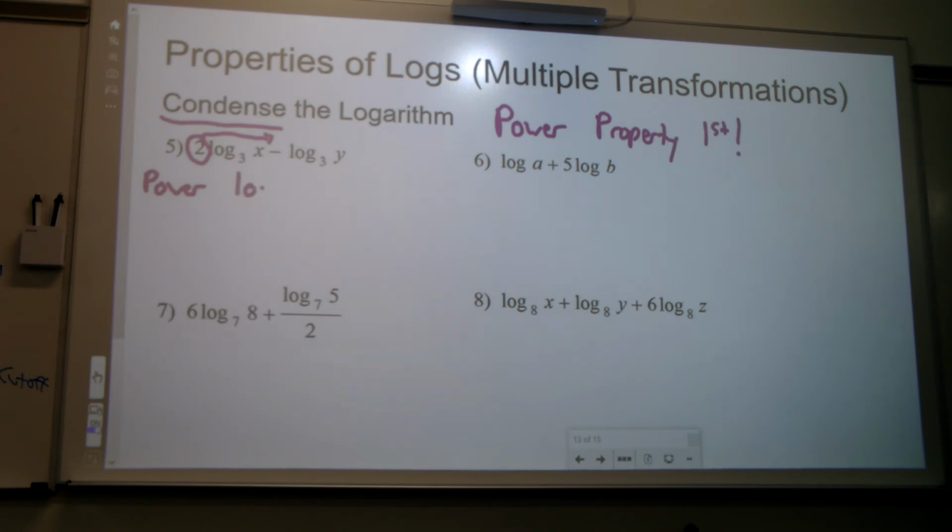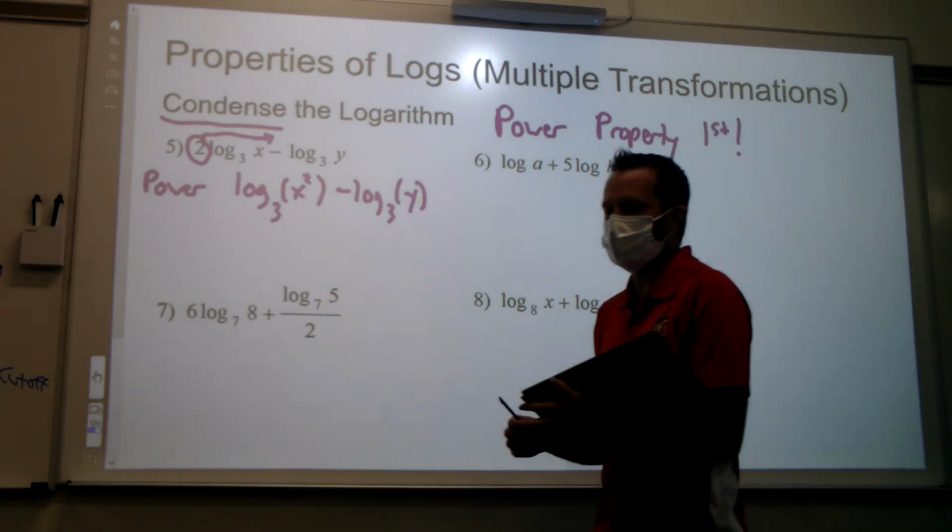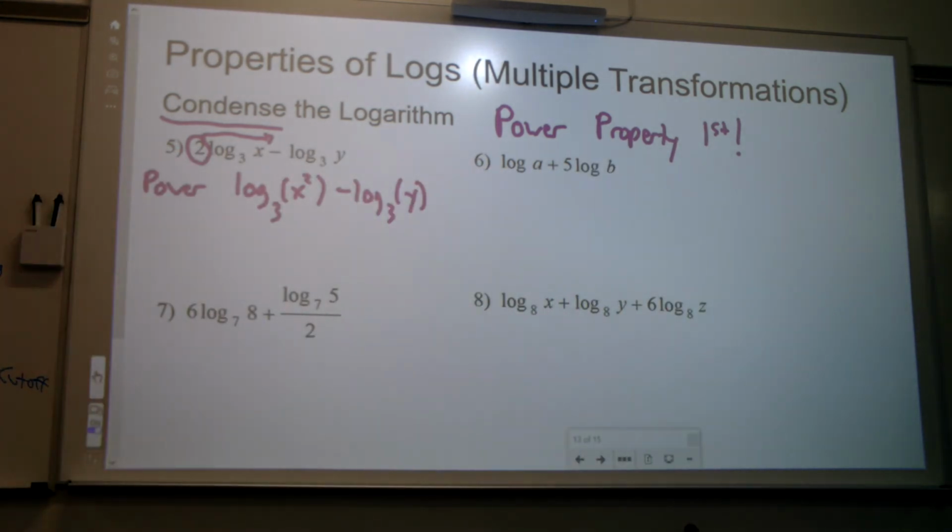That'll be log base 3 of x squared, so I move that up, minus log base 3 of y. Okay, so I use a power property first.